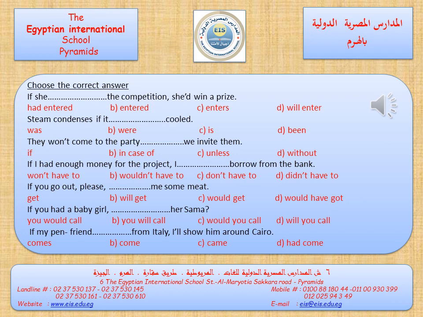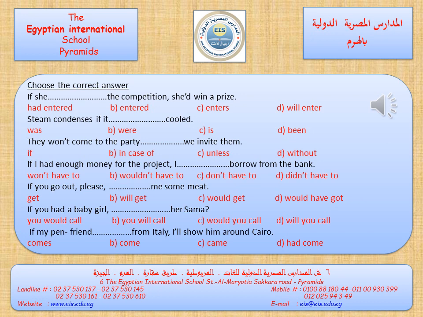Number 6, if you had a baby girl, blank her summer, that's a question, right? As you can see, the answer is would you call, because here I'm talking about a second conditional sentence because the verb here is had, the past form of have or has.